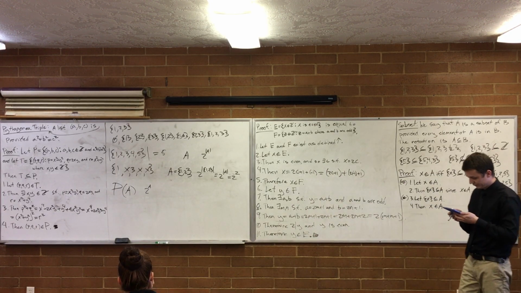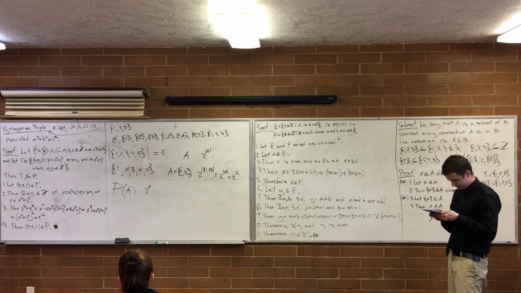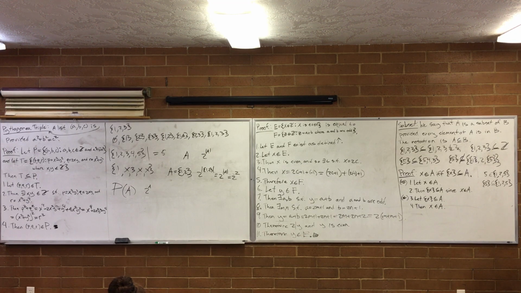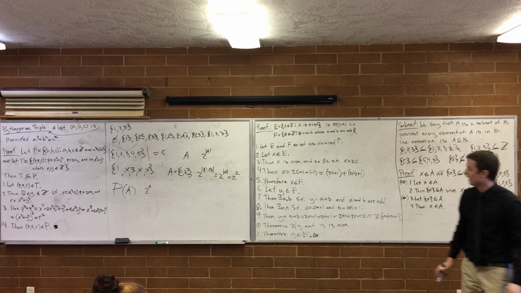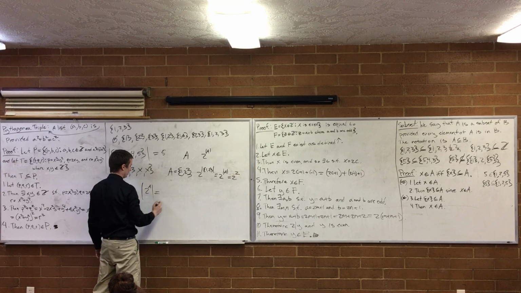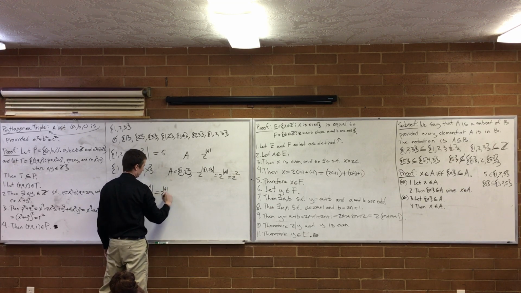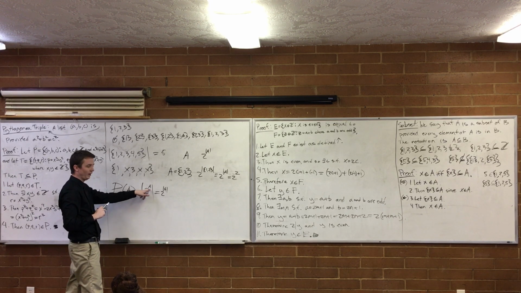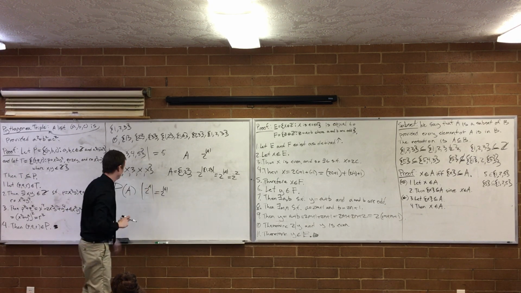Let me make sure I did that right. Pretty sure that's right. 2 to the A. Yeah. I thought he did the fancy P. Maybe he'll introduce that later. He says the absolute value of 2 to the A. No, that's the size of it. Oh. He says the size of this set is equal to this. The size of the power set of A is equal to this.